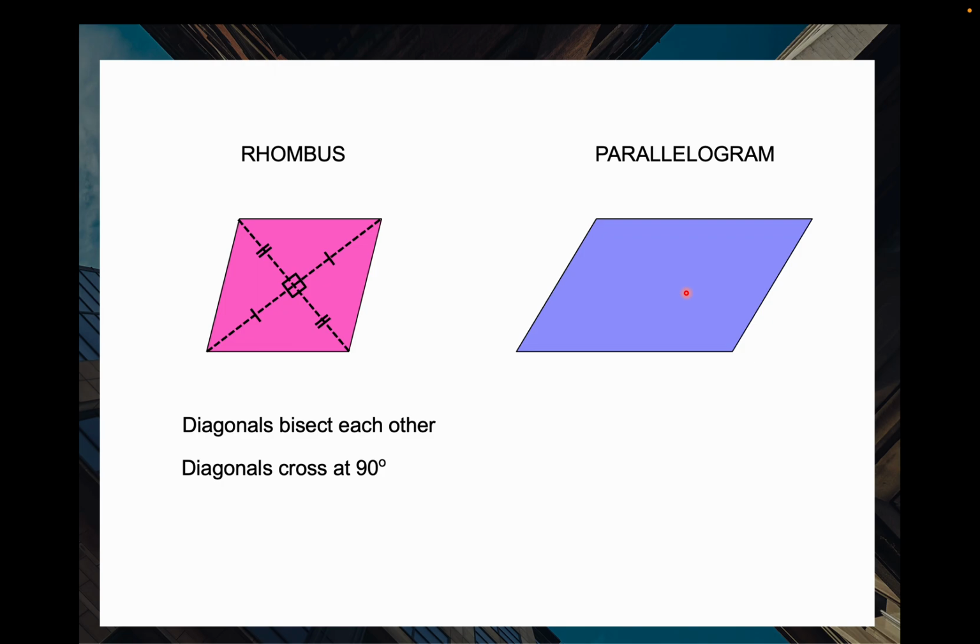For a parallelogram, the diagonals also bisect each other but are not equal, as you can see that this line over here is longer than the one we have, and they don't intersect at 90 degrees.